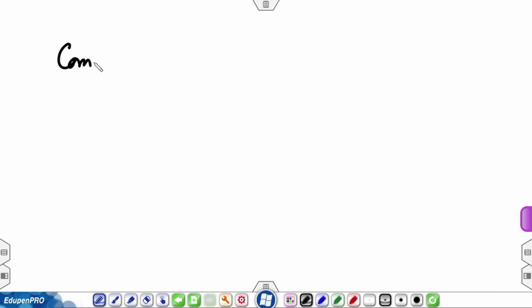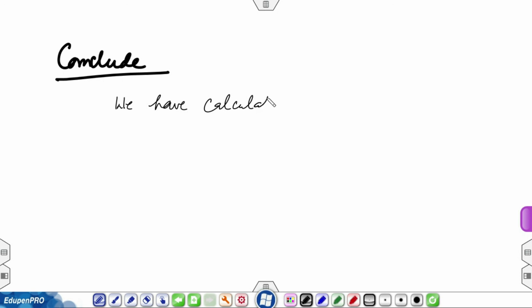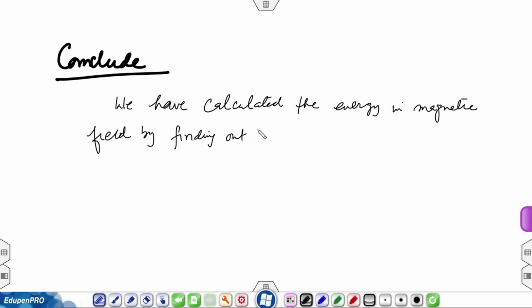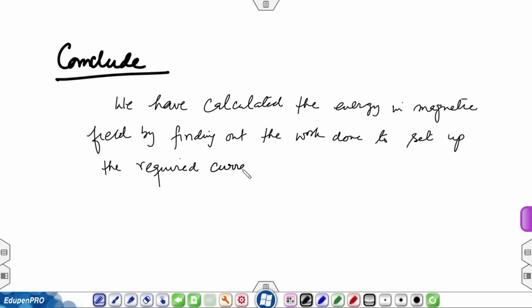So, to conclude, we have calculated the energy in the magnetic field by finding out the work done to set up the required current to get this field, and then we solved one example.